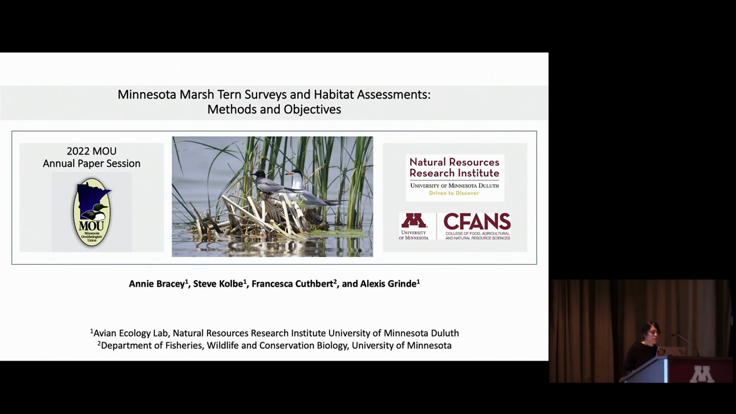I'm going to be basically just talking about a project that we started in our lab about a year and a half ago to look at the distribution of black terns and common terns in Minnesota. So I'm just going to talk about what the objectives of that project are and some of the methods we're using. Last summer was our first field season of data collection, so I don't have a ton of results, but I'll just kind of talk through what our goals are.